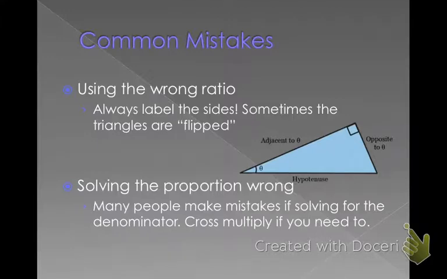Some common mistakes that I'd like you to avoid would be labeling the triangle wrong, which would give you the wrong ratio. Even when you turn the triangle upside down, we can still label opposite, adjacent, and hypotenuse. The two sides that make up the angle will be adjacent and hypotenuse. Hypotenuse is across from the right angle, making the other one the adjacent. And then our third side would be opposite. And then solving for the proportion wrong sometimes happens when you're solving for the number that's in the denominator. Make sure you use cross multiplication if it's easier.